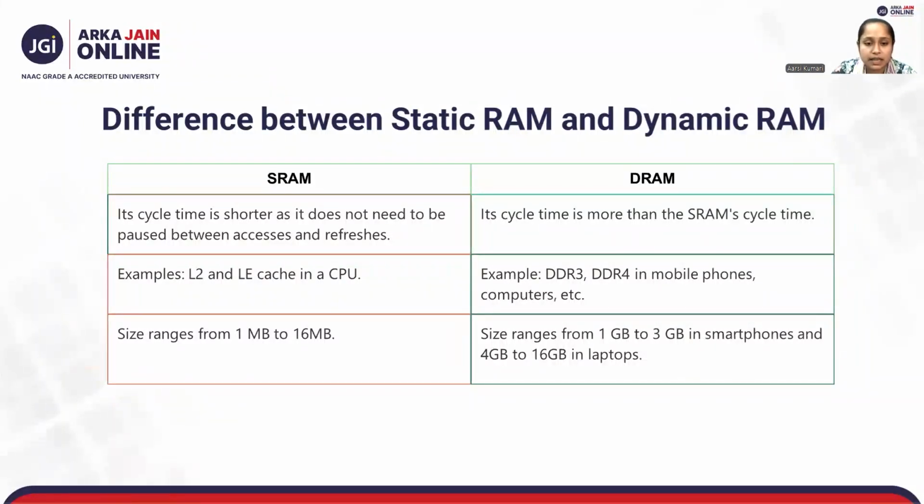In SRAM, the cycle time is shorter as it does not need to be paused between access and refresh. In DRAM, the cycle time is more than the SRAM cycle. Examples of SRAM are L2 and L3 cache in the CPU. Examples of DRAM are DDR3 and DDR4 in mobile phones, computers, etc. In SRAM, size ranges from 1 MB to 16 MB. In DRAM, size ranges from 1 GB to 3 GB in smartphones and 4 GB to 16 GB in laptops.